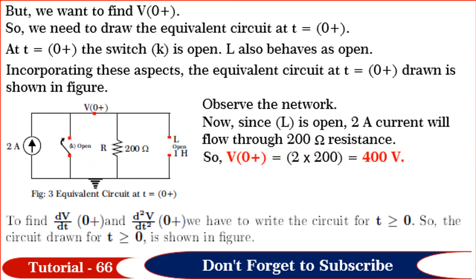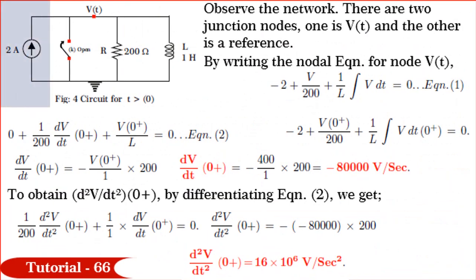That's very simple. To find dV/dt(0+) and d²V/dt²(0+), we have to write the circuit for t greater than or equal to 0. So, friends, the circuit drawn for t greater than or equal to 0 is shown in figure. Observe the network. There are two junction nodes. One is V(t) and the other is a reference node.